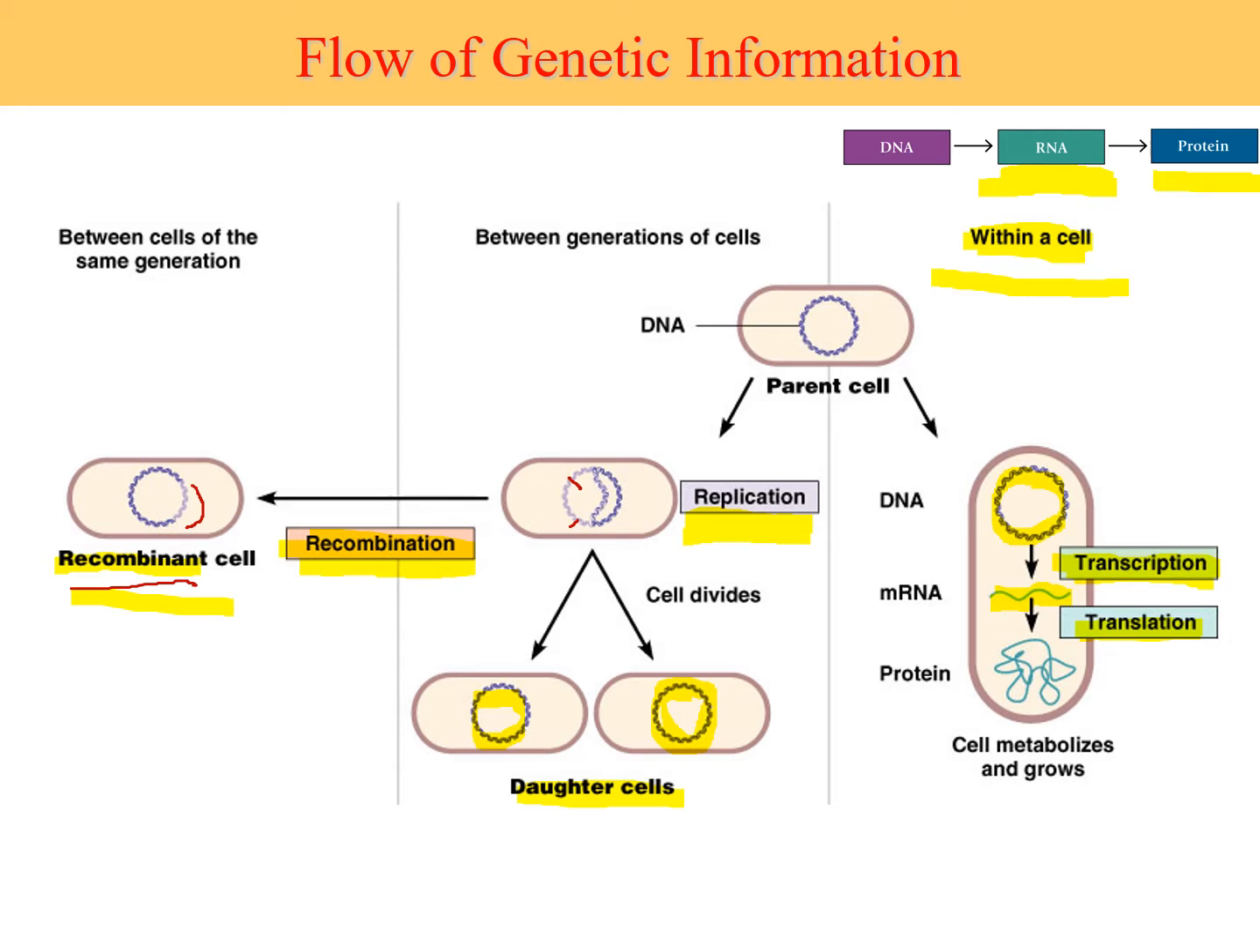Okay. And these are the different ways that information can flow within a cell in the same generation, either because the cell uses genes, or it can happen that from one generation to the next, and by generation I mean going from parent cell to daughter cells. So DNA replication occurs, and the cell divides into two new daughter cells. This is DNA replication.